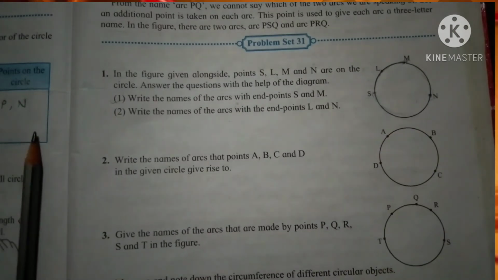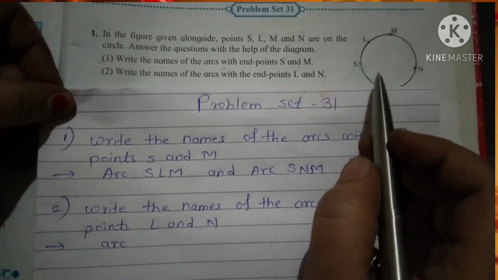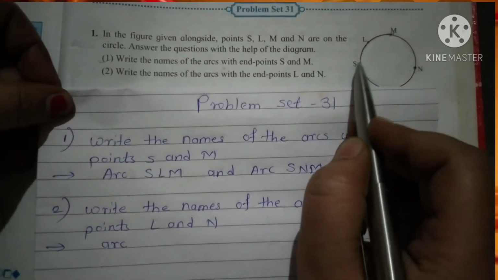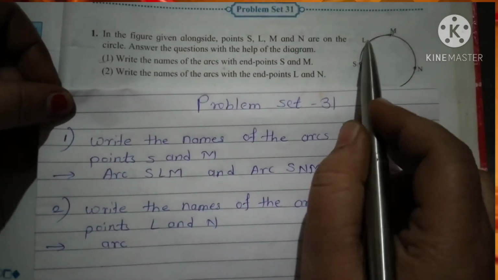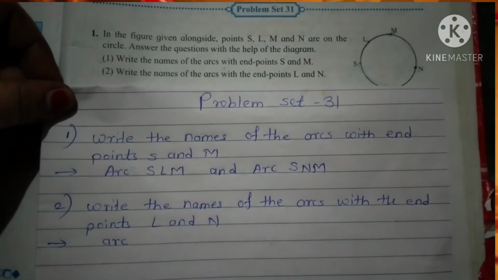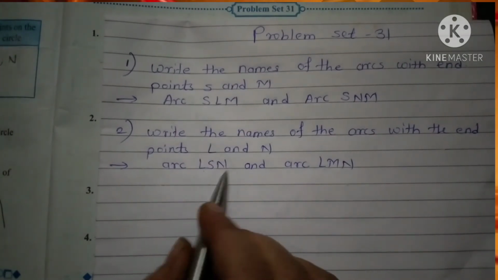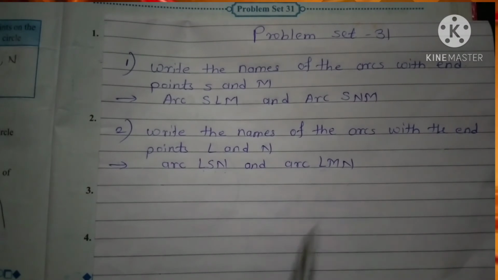Understood everyone? So which arcs will come? Arc LSN and arc LMN. Okay, the answer is arc LSN and arc LMN.